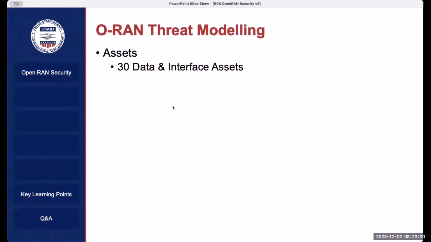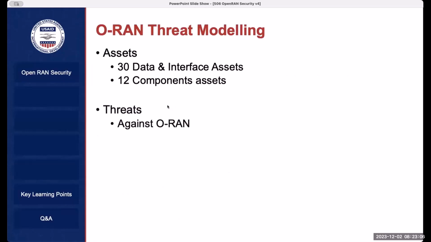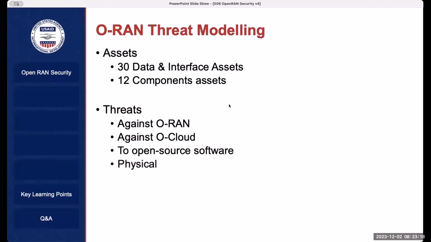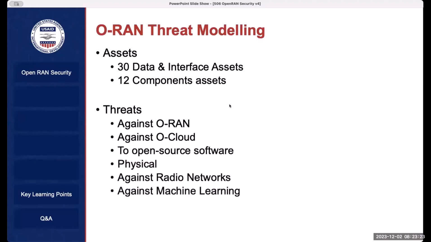Now, for the threat modeling, we are identifying assets and threats. For assets, we have three data and interface assets and 12 component assets. Then the threats against it: O-RAN, O-Cloud, of course the open source software, physical attacks against radio networks, and this one is a bit new, I would say, the attack against machine learning.